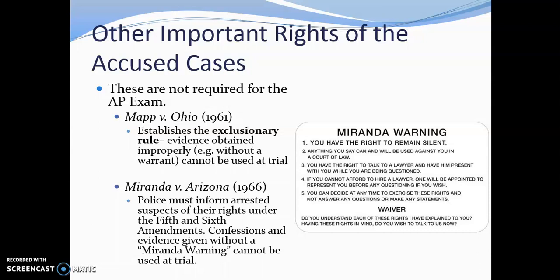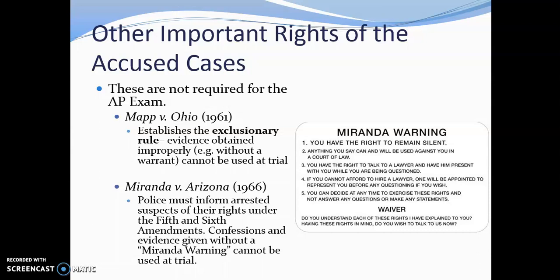Ohio in 1961 establishes the exclusionary rule, which is essentially that evidence obtained improperly, like a confession or items that were taken without a warrant, can't be used at trial. So if something was taken improperly, you can notify your attorney, and your attorney will bring that before a judge, and the judge will rule that you can't use that in court.